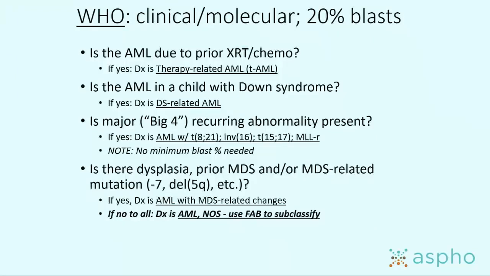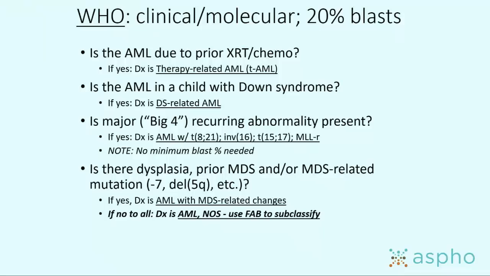If yes, then that's the diagnosis. AML with a KMT2A rearrangement or MLL rearrangement. AML with a 15-17 translocation, okay? And then finally, if the answer to all of those is no, is there dysplasia, prior MDS and/or an MDS-related mutation? Then it's AML with myelodysplasia-related changes.